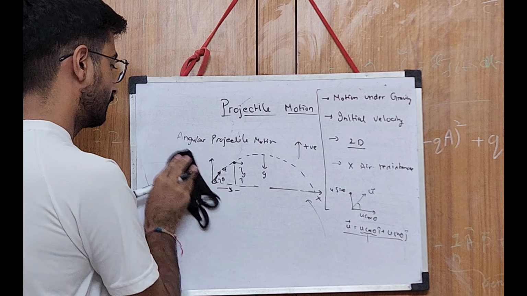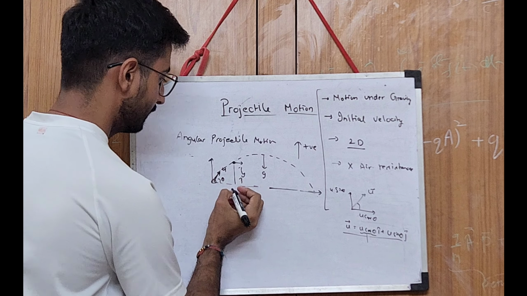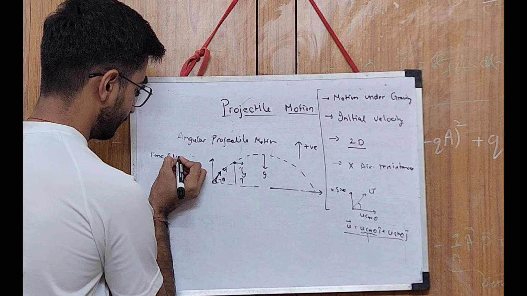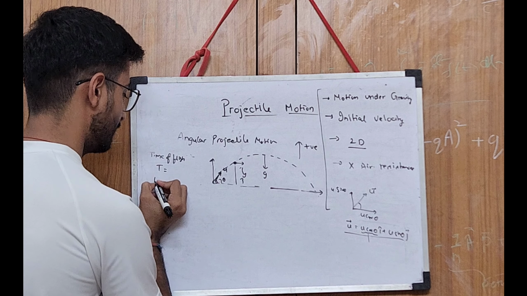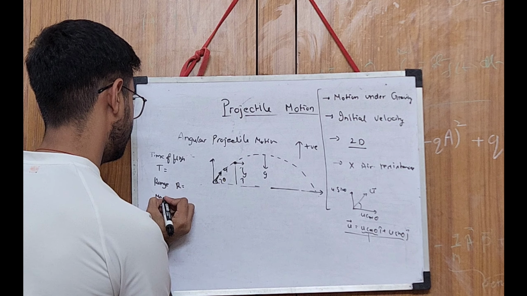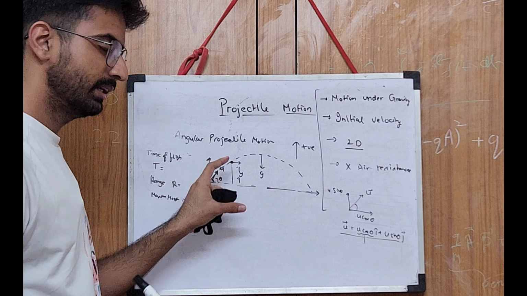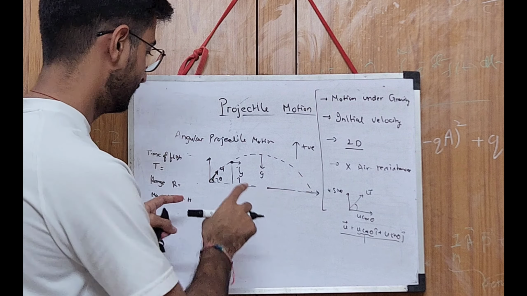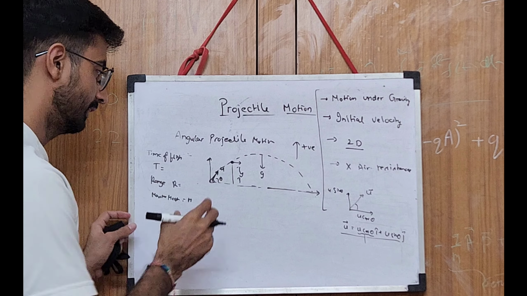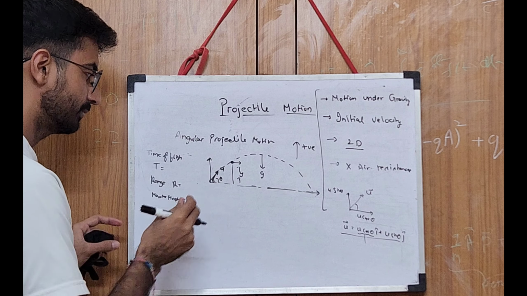Now we have to find other parameters: the total time of flight, T, the range, and the maximum height. I can take any kind of projectile motion, but it's general, so it is easy to derive from here. So I am taking this as an example. So first we have to find the time period.